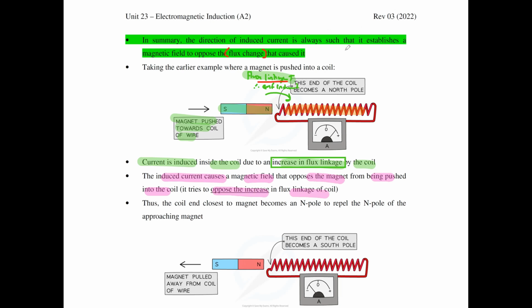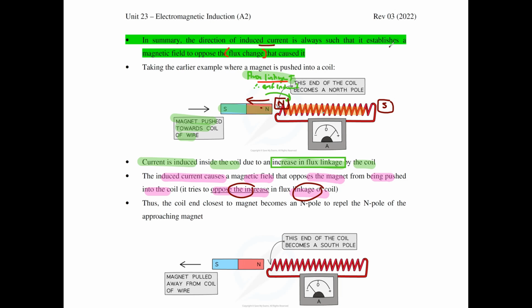Earlier, you know that there's going to be an induced current flowing inside your solenoid here. The direction of induced current will be such that it opposes the flux change that causes it, right? More specifically, it causes a magnetic field with this polarity, north and south here. So when you have a north pole here, it's actually opposing the north pole of the bar magnet. So it's actually going to oppose the increase in flux linkage of the core because it's trying to push the magnet out.